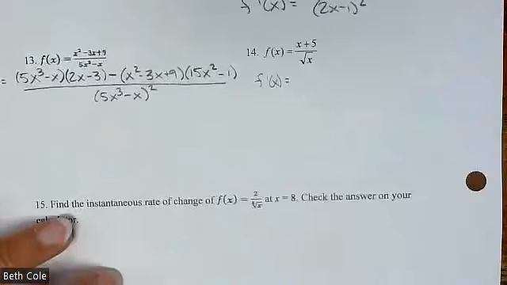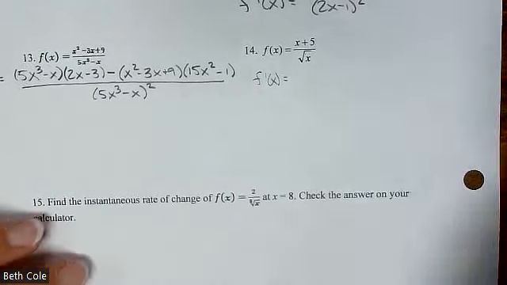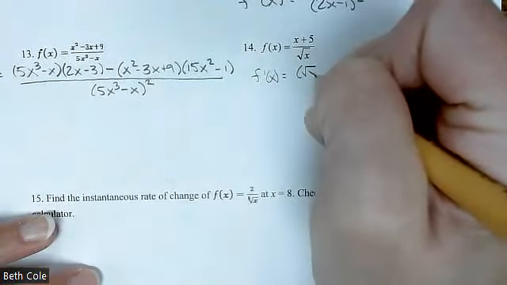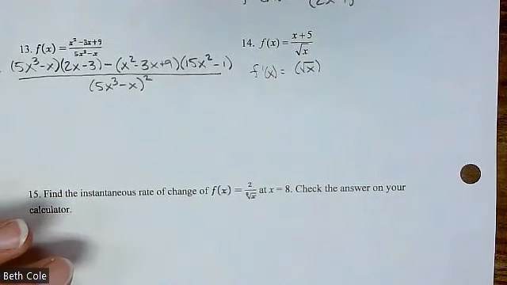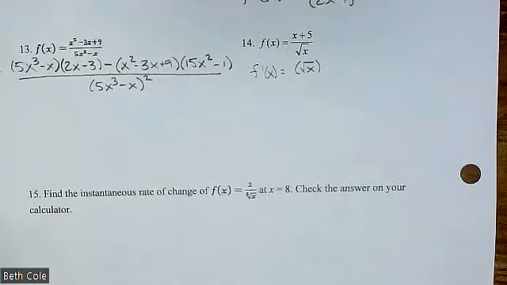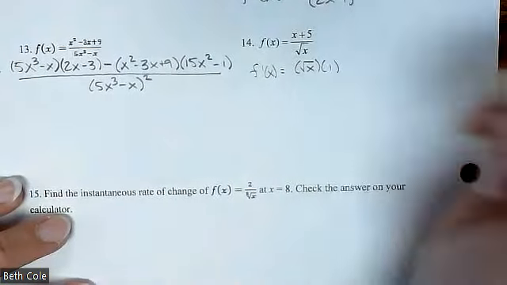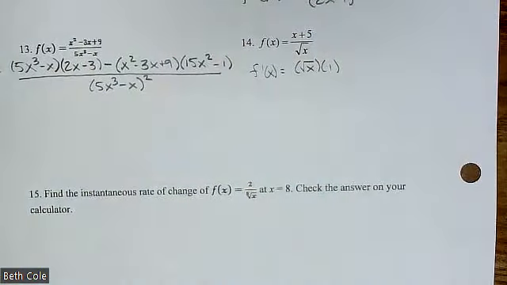All right, so where are we going to start? Denominator, square root of x, times derivative of the numerator. What's your derivative of that numerator? It's just 1.